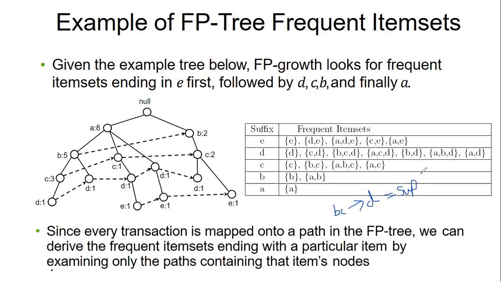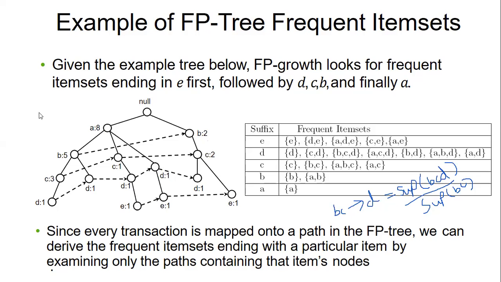To find the confidence, what is the formula? Support of B, C, D, the whole, divided by support of BC. What is the support of BCD? We have to check here. BCD is here. Otherwise we can just go for the tree.